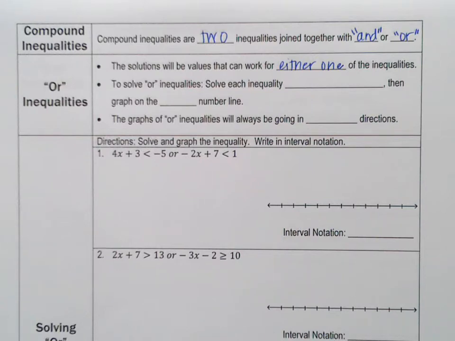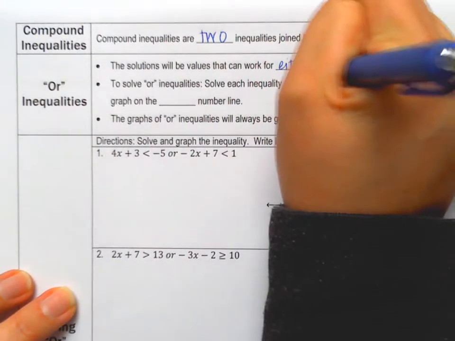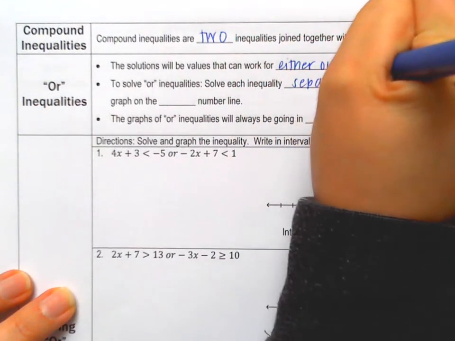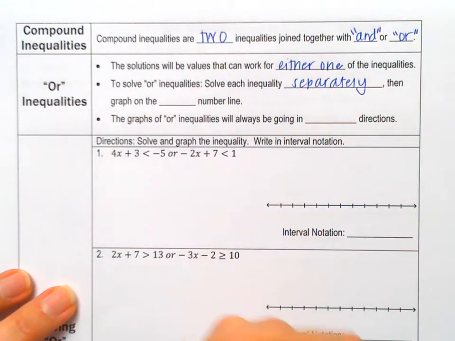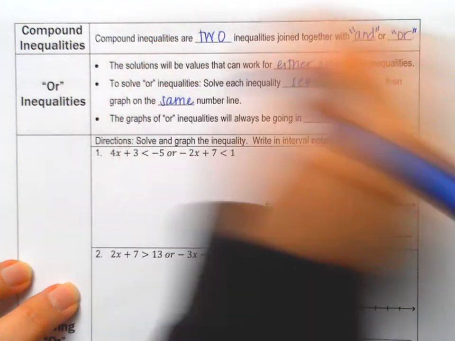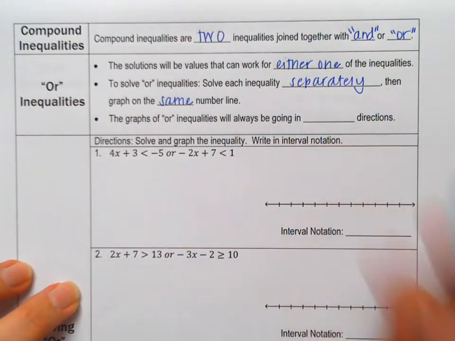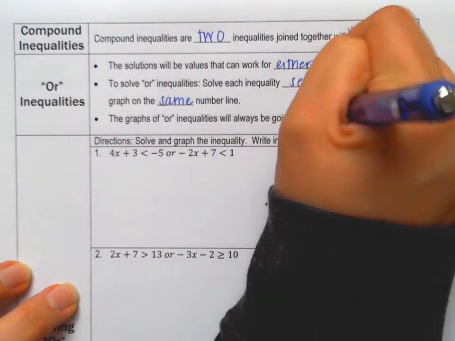To solve "or" inequalities, we solve each inequality separately. Then graph on the same number line. The graphs of "or" inequalities will always be going in opposite directions.